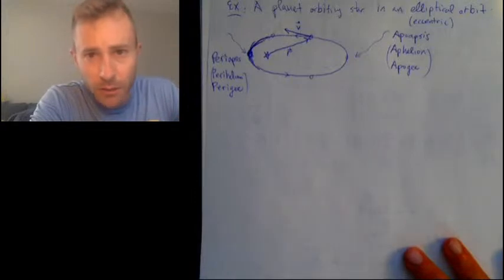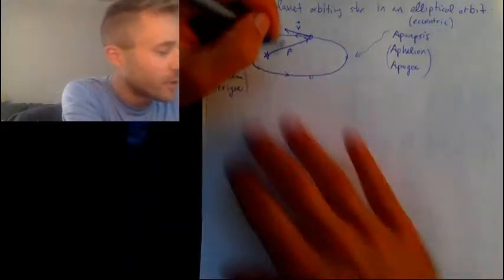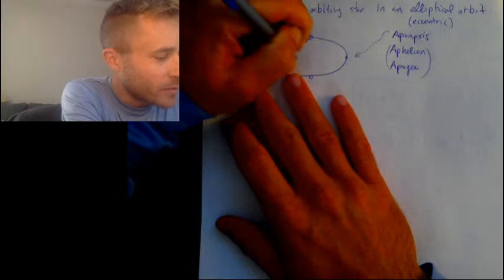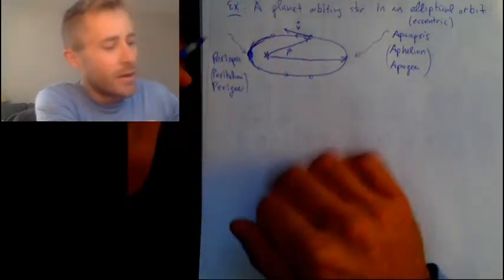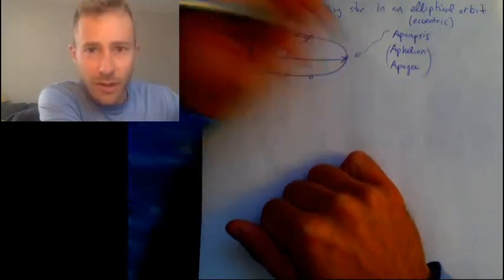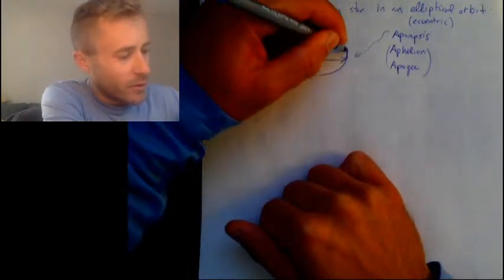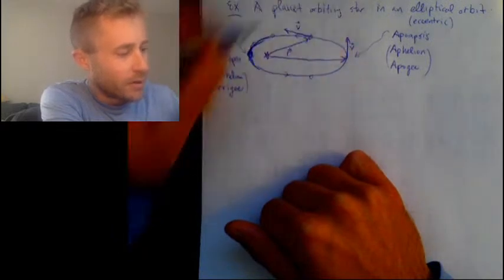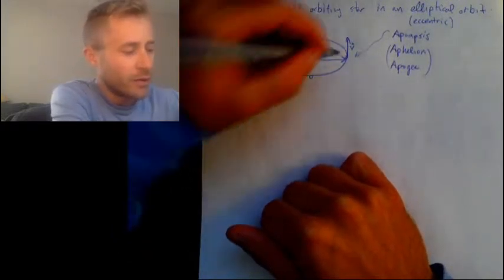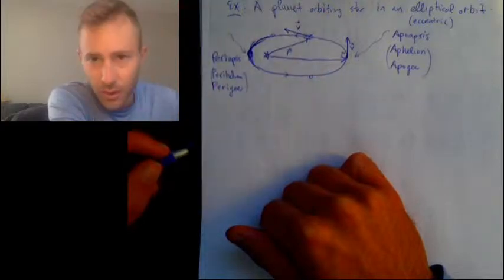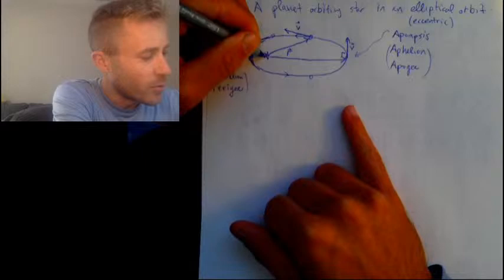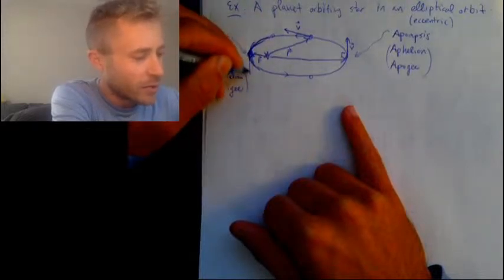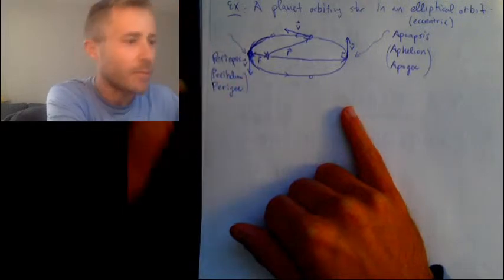Notice how the velocity is not perpendicular to R. But if we think about the apoapsis, here is the R vector, and if we look at the velocity vector, it's straight up and down. So notice how the velocity vector is perpendicular to R at the apoapsis. And furthermore, the same thing is true at the periapsis.